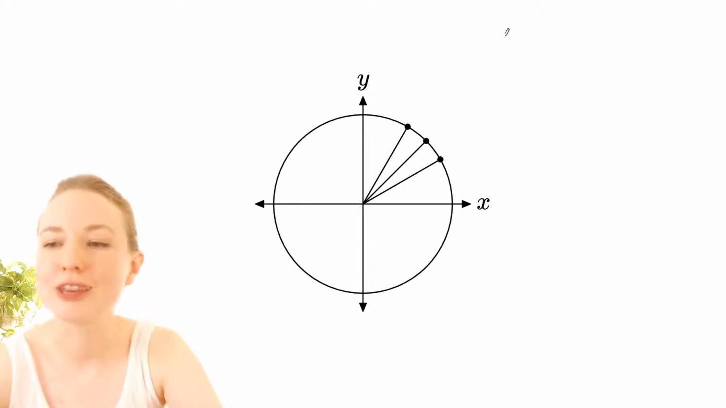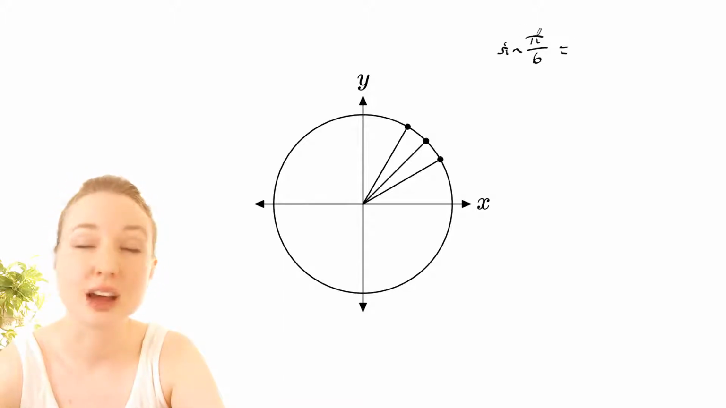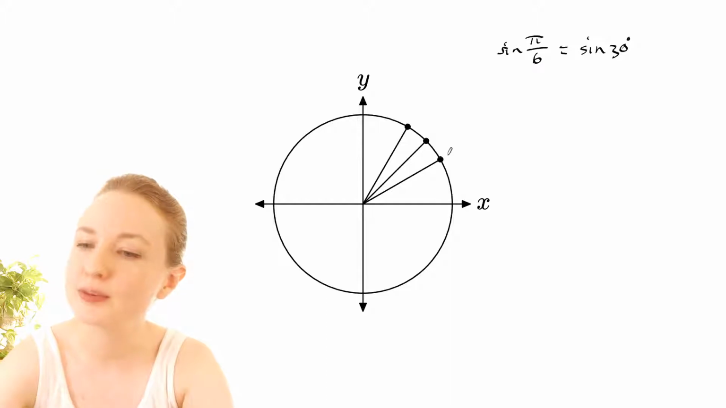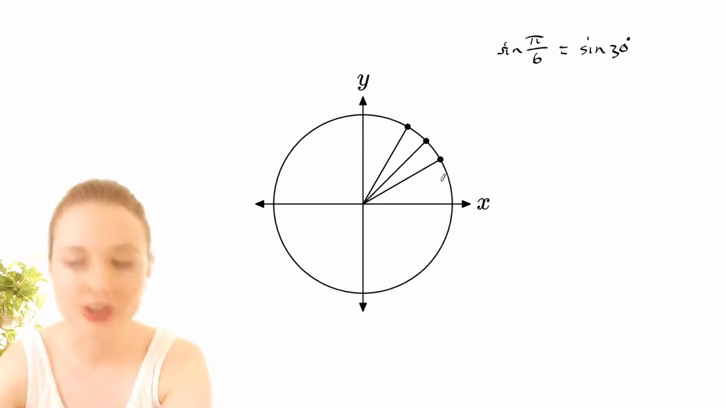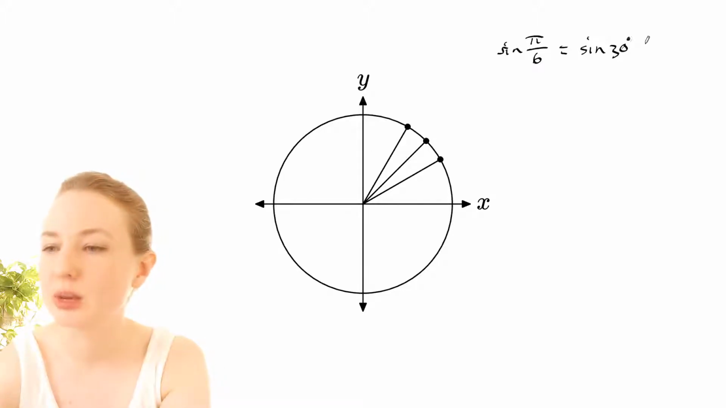Let me do one more of these. Let's say we want to work out sine pi on 6. Now you can do that as 180 degrees divided by 6 is 30. So we're looking for sine 30 degrees. That's this angle here. And sine is the y-coordinate, which you can see the y-coordinate at this point is the smallest of these three. So that's going to be the 1 over 2.